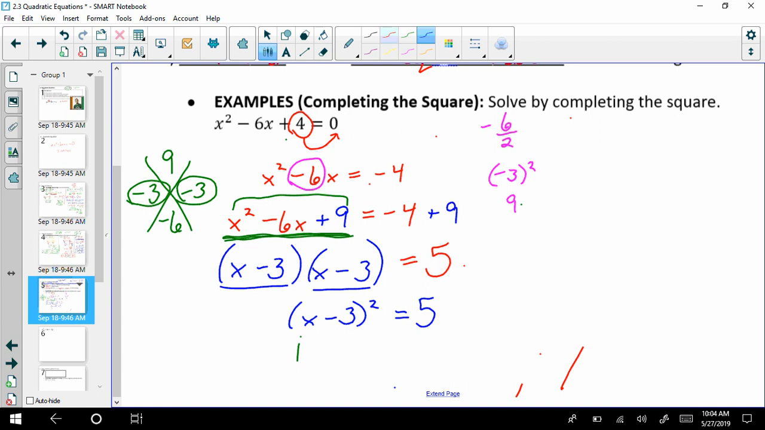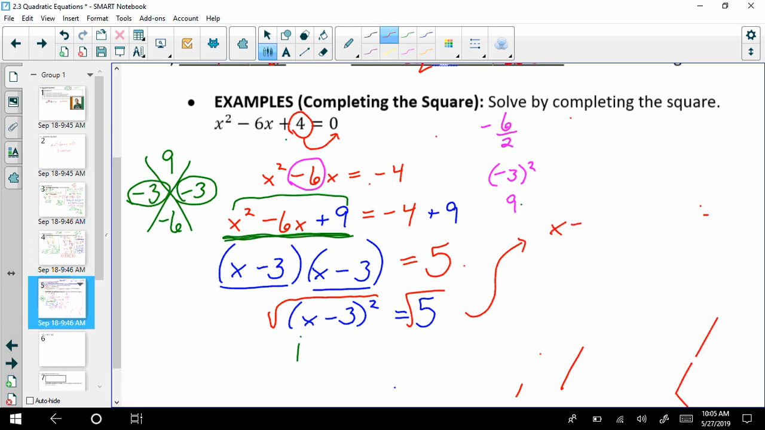And now if you think about that last example we did on the square root ones, if I want to finish solving this, since the entire left side is squared, I can square root the whole side. If I do that to the left, I do it to the right. I'll come up here with my work. So on the left, I now have just x minus 3. And on the right, I have square root 5.